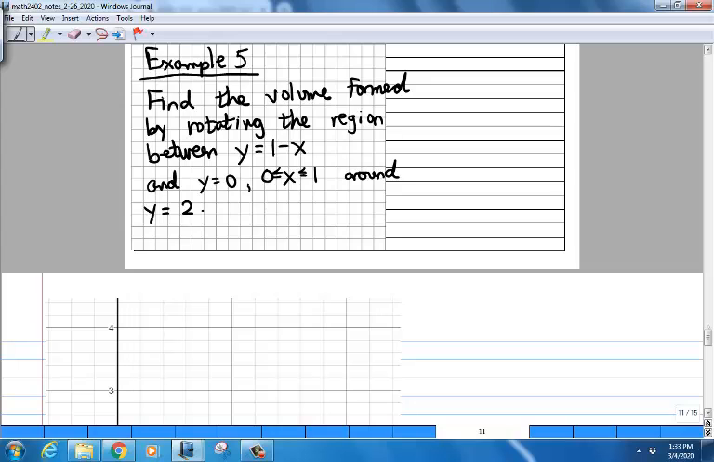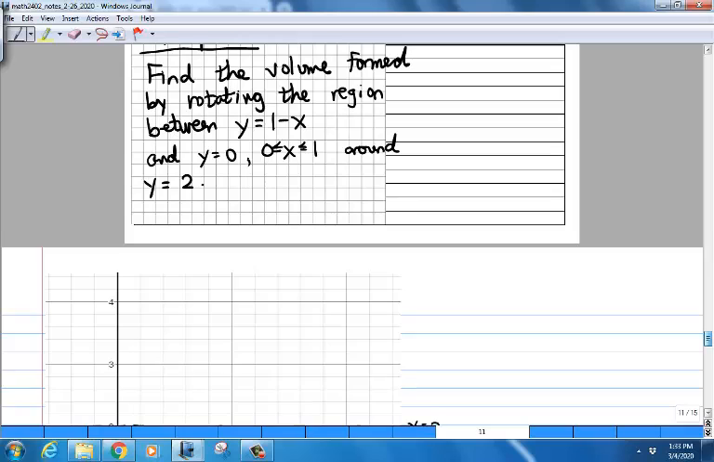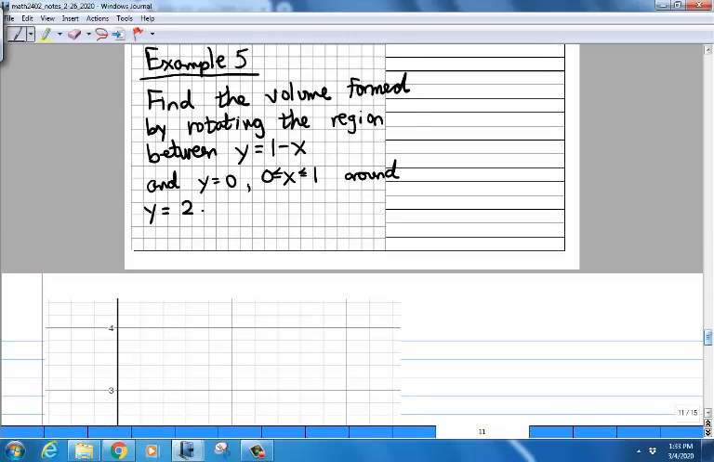You're not going to like this one, I'll just warn you, but it's not that bad, but it's a little bit confusing. All right, so now we want to find the volume formed by, again, we're rotating a region. Okay, and it's the region between this curve, 1 minus x, and y equals 0.